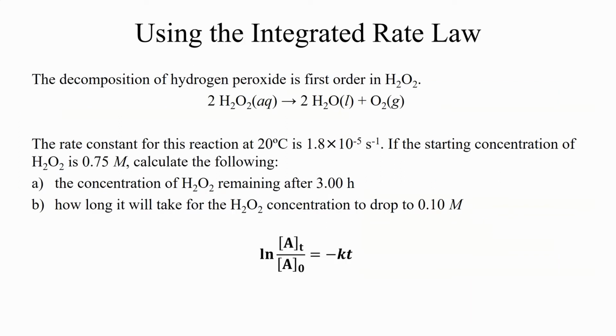Well, for example, let's take the decomposition of hydrogen peroxide. This is first order. We know what the rate constant is at 20 degrees Celsius, and we've been told 20 degrees Celsius because we must keep the temperature constant. And we also know what our starting concentration of hydrogen peroxide is. We want to know what is the concentration after 3 hours, and how long will it take for the concentration to drop from 0.75 molar to 0.1 molar.